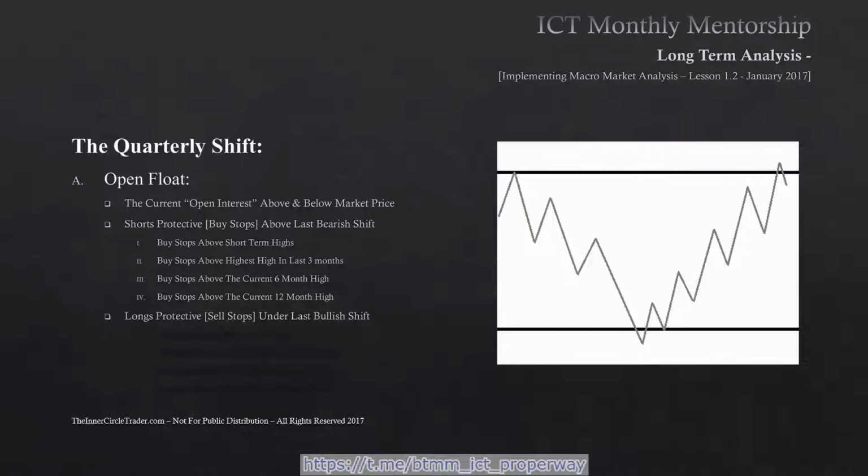When we're looking at the sell side of the liquidity, longs use protective sell stops under the last bullish shift. Sell stops below short-term lows. That can be in the form of a weekly low or a monthly low. Sell stops below the lowest low in the last 3 months. Sell stops below the current 6-month low. And finally, sell stops below the current 12-month low.